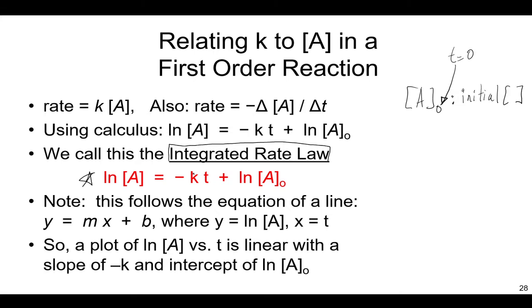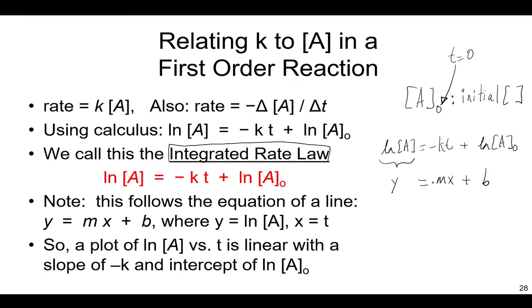And what we notice here is that natural log of A, we could represent as y. I'm going to write it out over here. Natural log of A is negative kT plus natural log of A naught. Okay, and in a more familiar form, this looks like y equals mx plus b. Okay, the equation of a line.